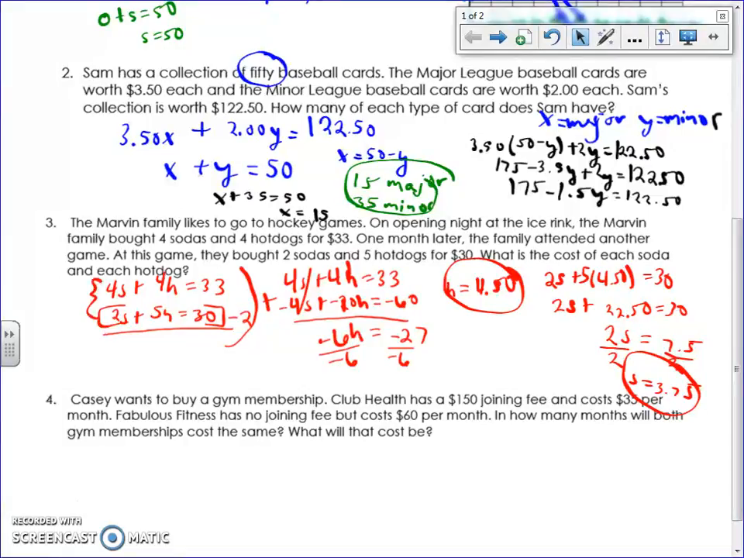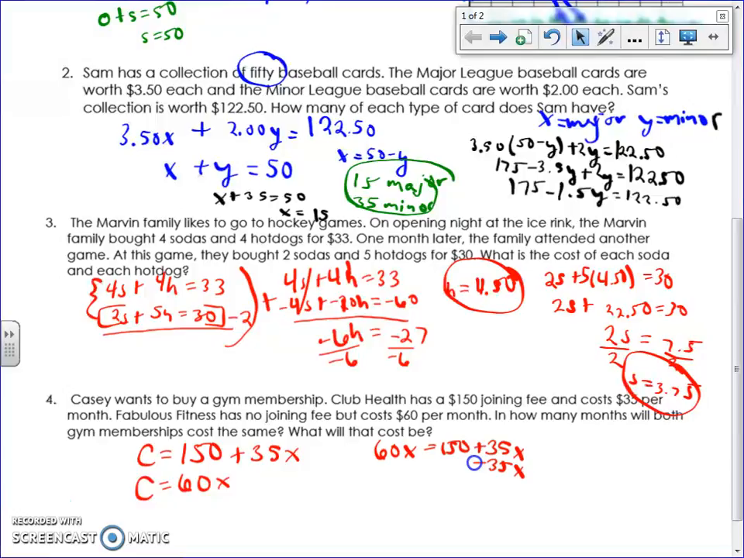Alright, and then the last one, Casey wants to buy a gym membership. Club Health has a $150 joining fee, so the total cost is going to be $150 plus $35 per month. So I'm just using x as my per month variable. And then the other gym, their cost is $60 per month. Okay, I think this is a good one to do the substitution method. I'm going to substitute 60x in for C. So I would have 60x equals 150 plus 35x.